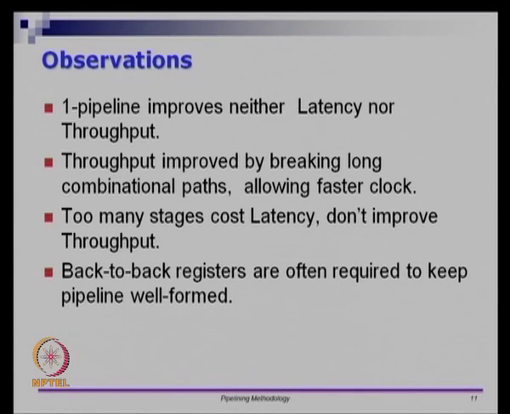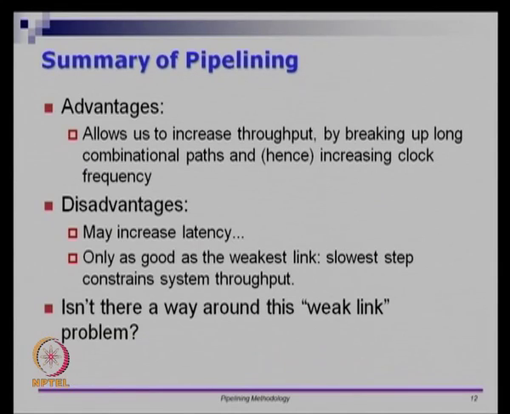So, these are the observations. I have talked about this with pictures also, but these are the observations that I am making from all these things. It is a summary of observations. So, in summary, pipelining gives us several advantages. It allows us to increase the throughput by breaking up the longest combinational path. So, you can do different stages and get things done. Because it is breaking the longest combinational path with various flip flops, you are actually increasing the clock frequency. So, that is a good thing, you improve the throughput.